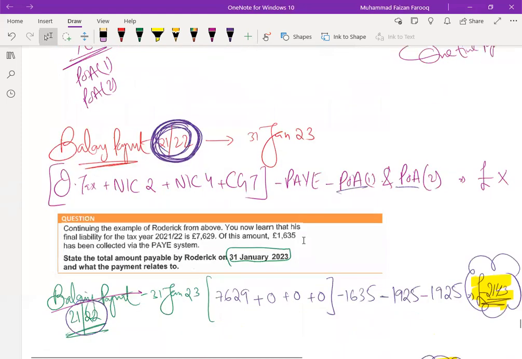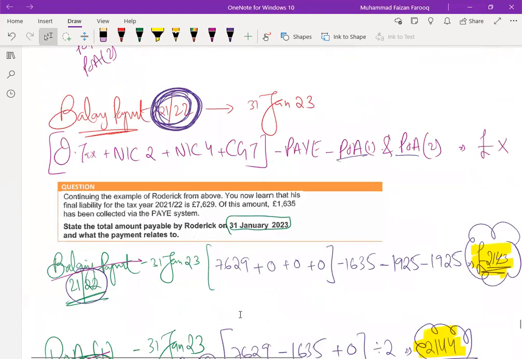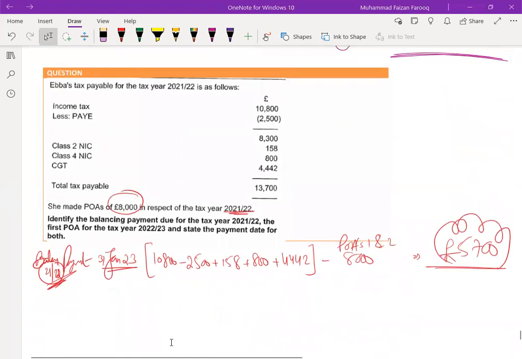Are you writing on the screen? Yes, I wrote it. You can see this one. Yes, Usman, you can see what I wrote.